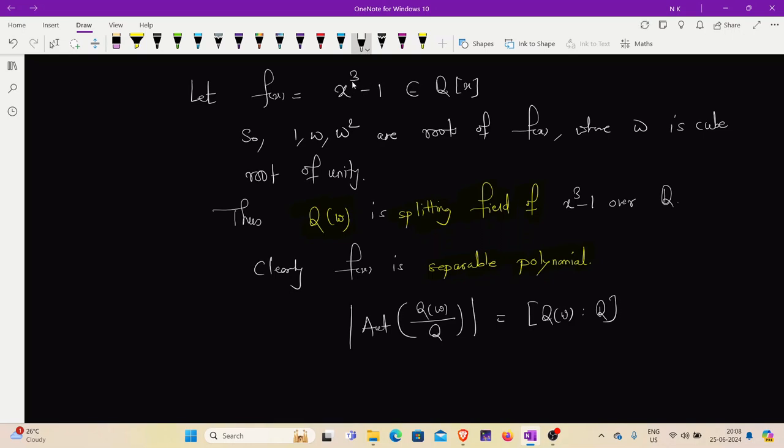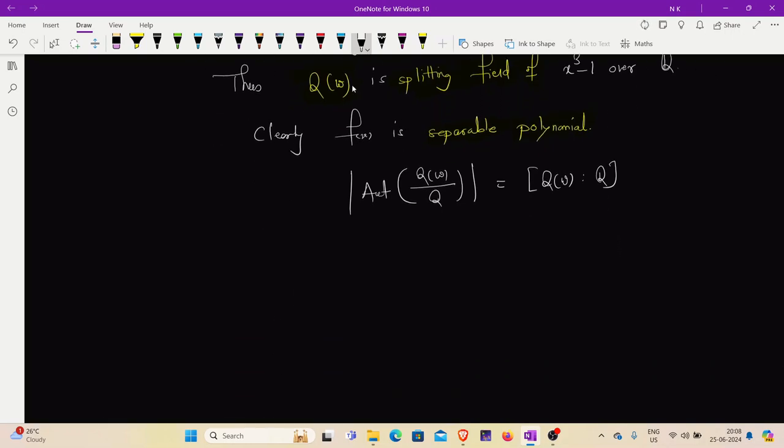Basically, x cube minus 1 is nothing but x minus 1 into x square plus x plus 1, and the roots of x cube minus 1 are 1, omega, omega square, where 1 is the root of the first factor. So omega and omega square are roots of this particular factor, which is a cyclotomic polynomial, irreducible over Q. So this is the minimal polynomial of omega, and that's why omega can have two images, either omega or omega square. So there will be two automorphisms, and the degree of extension will be 2.